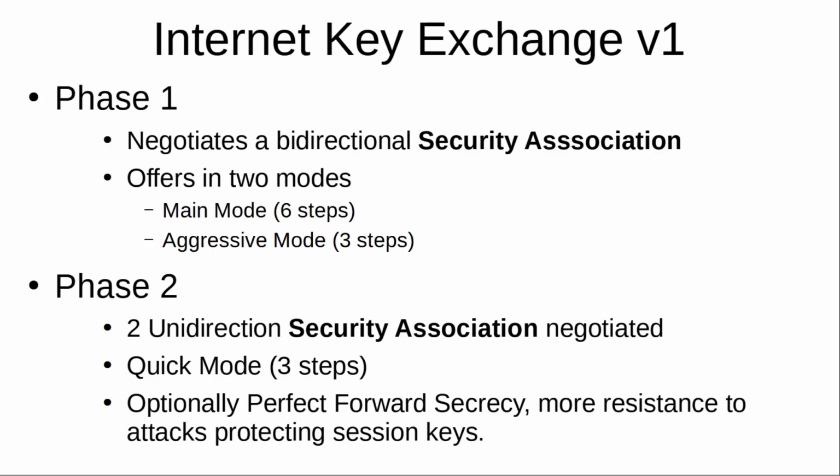Now let's go into more detail about these phases. Phase 1 will negotiate a bidirectional security association. It exists in two modes. By default, it will use main mode, which consists of 6 steps, or you can choose to use aggressive mode that uses 3 steps. Aggressive mode is not as secure when it comes to authentication as main mode, but main mode would be slower. Phase 2 will negotiate two unidirectional security associations. It works with quick mode that adds 3 steps to the whole session, and you can optionally configure perfect forward secrecy.